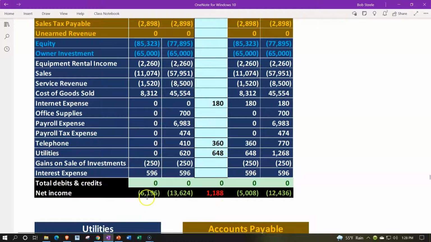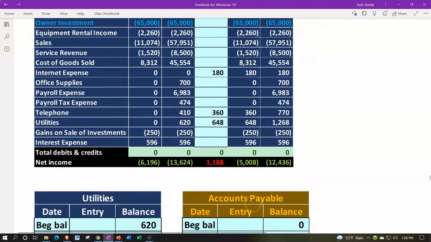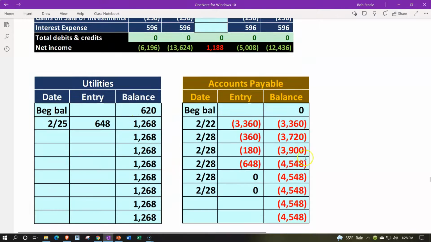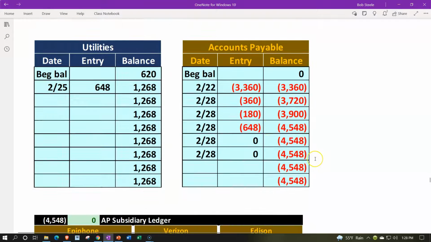The current month net income was, before these transactions, 6,196, down by the 1,188 to 5,008. And then the year to date was at 13,624, down by 1,188 to 12,436. Utilities for the year to date, here it is again, 620 up by the 648 in the GL to 1,268. Accounts payable was at the 3,900 after the last transaction, up by the 648 to 4,548.